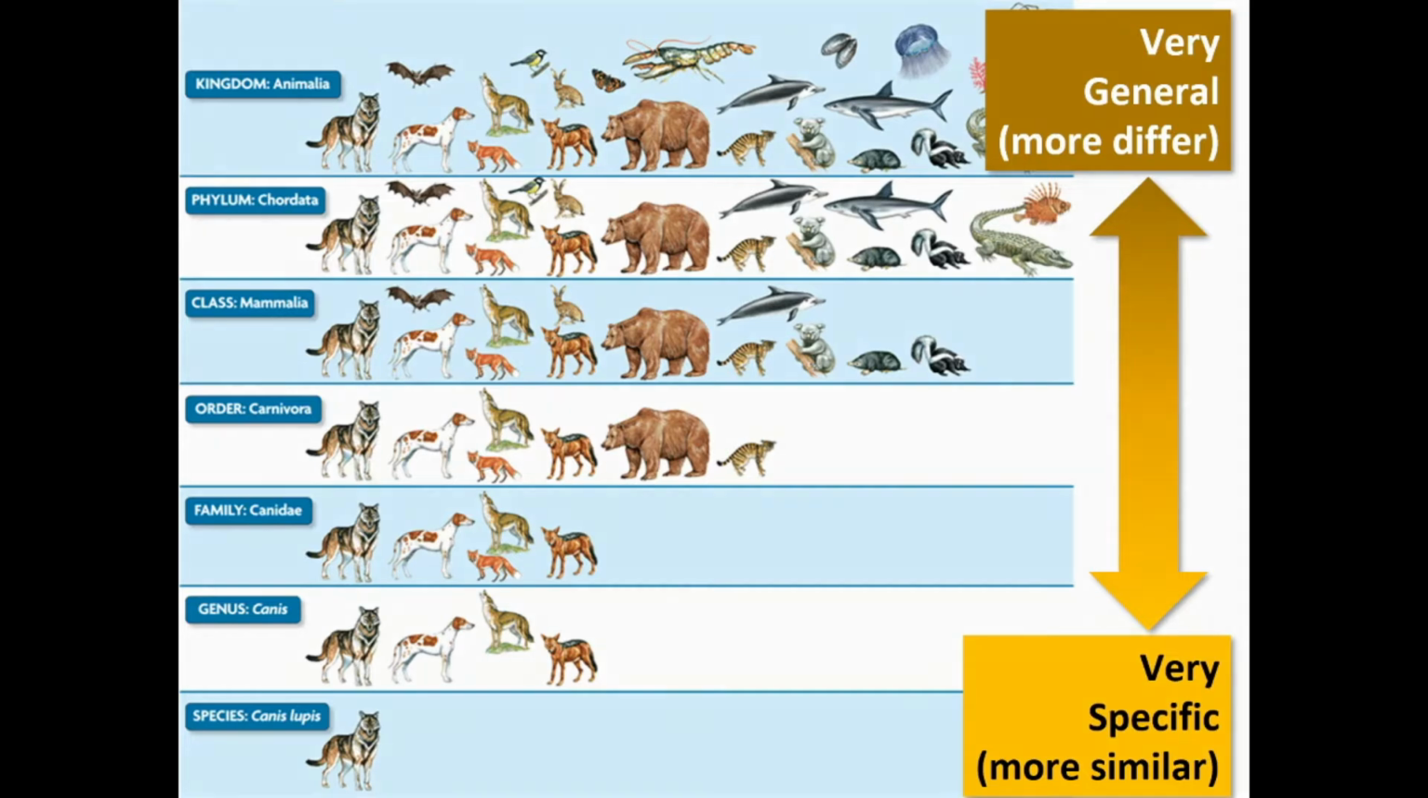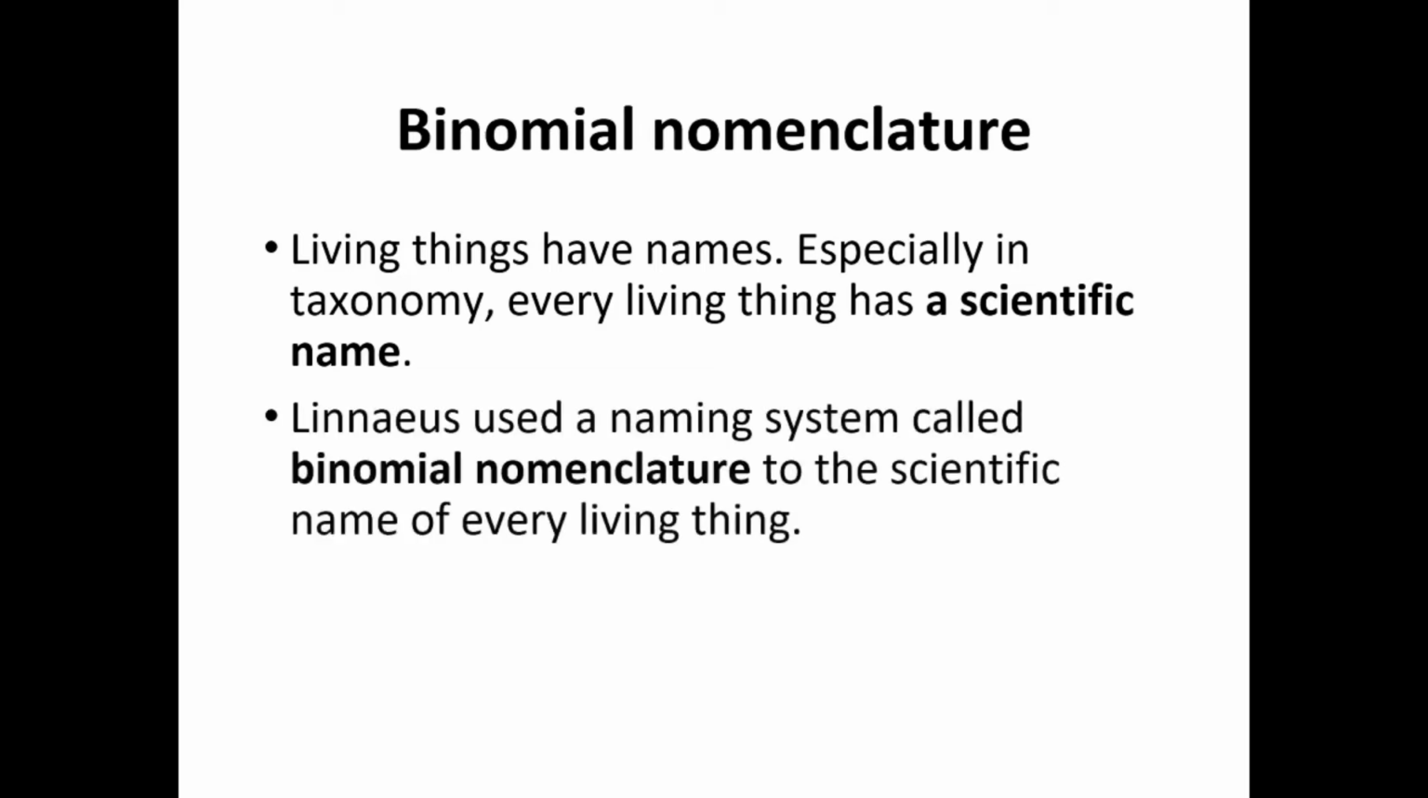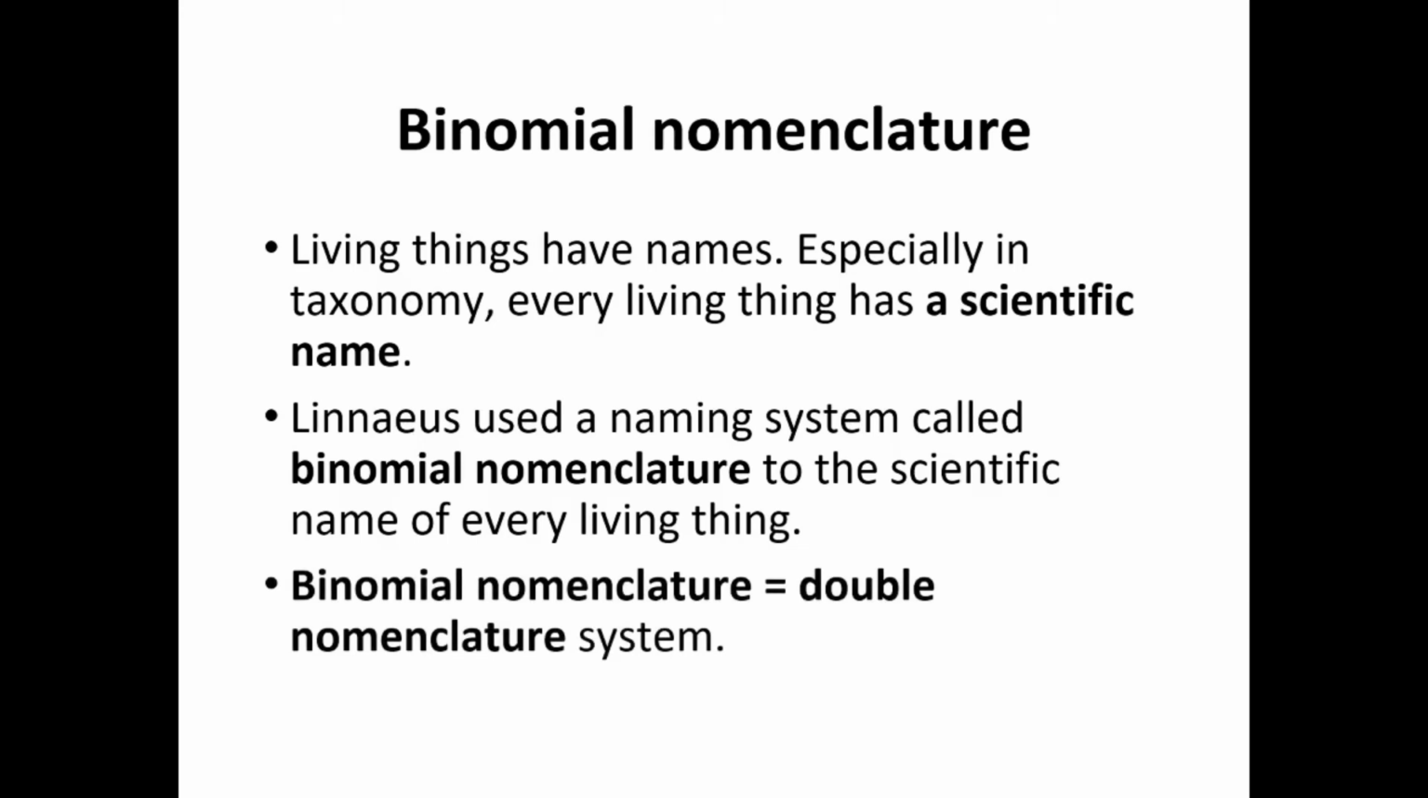Now let's talk about binomial nomenclature. Living things have names. Especially in taxonomy, every living thing has a scientific name. Linnaeus used a naming system called binomial nomenclature to the scientific name of every living things. Binomial nomenclature, also known as double nomenclature system.